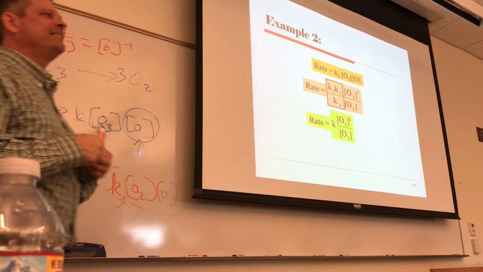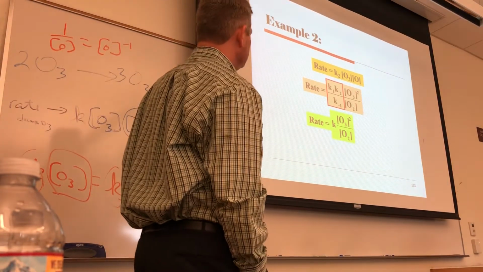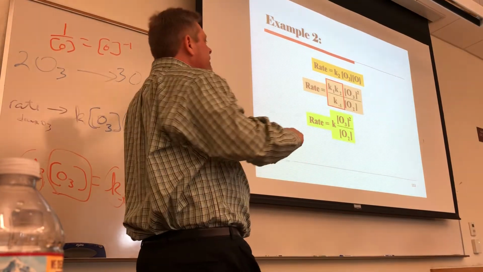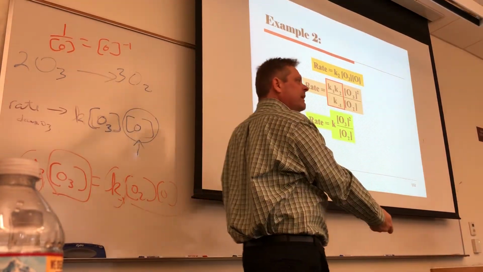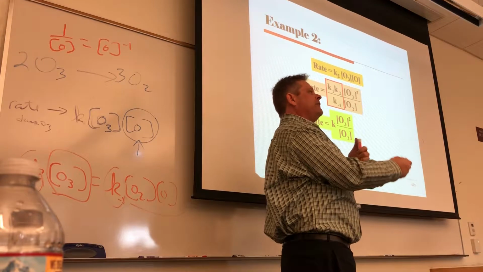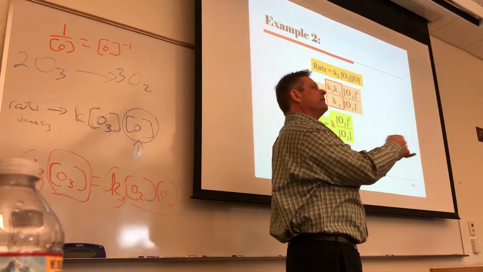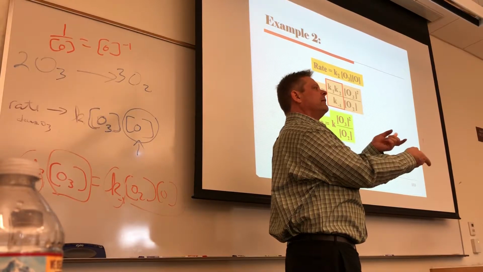So does it just cancel? Because you can't have a negative order, right? No, you can. You can? If you double the concentration, what do you get in terms of the rate in order to get a negative 1? What happens to the rate? Slows down. Half.